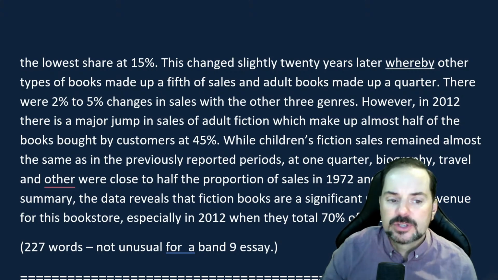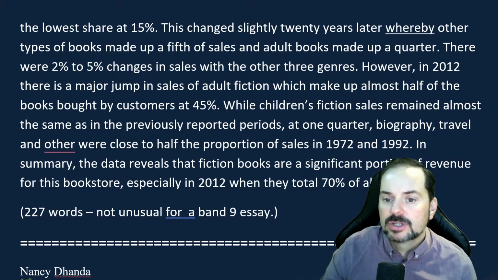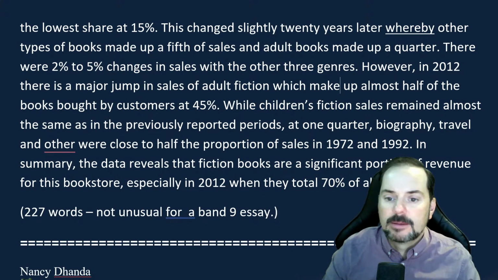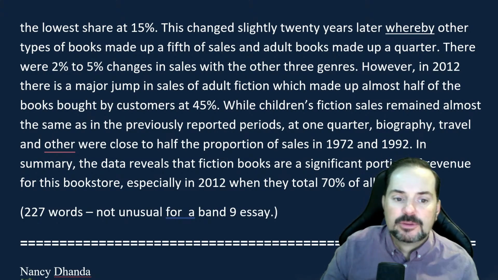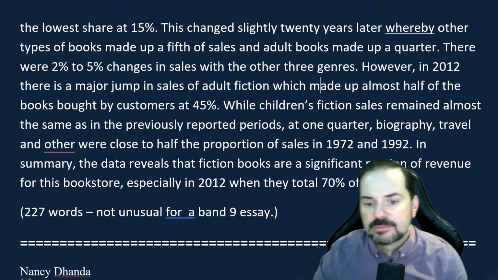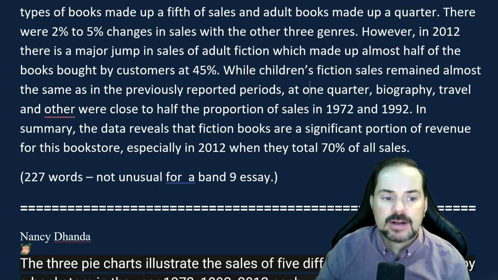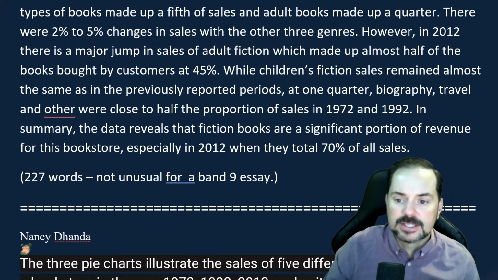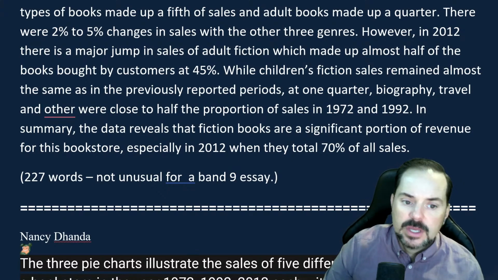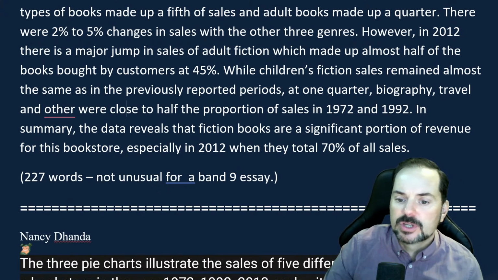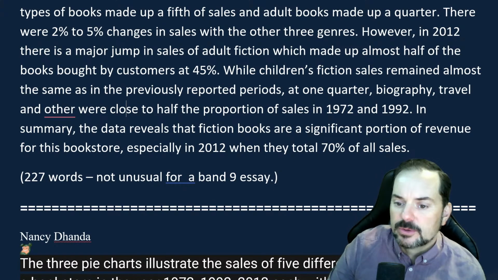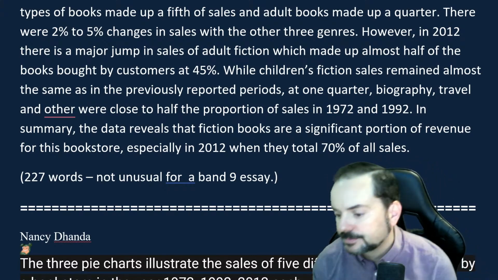However, in 2012, there is a major jump in sales of adult fiction, which made up almost half of the books bought by customers at 45%. While children's sales remained almost the same as in the previous reported periods at 1/4, biography, travel, and others were close to half the proportion of sales in 1972 and 1992. In summary, the data reveals that fiction books are a significant portion of revenue for this bookstore, especially in 2012, when they total 70% of all sales. All right.